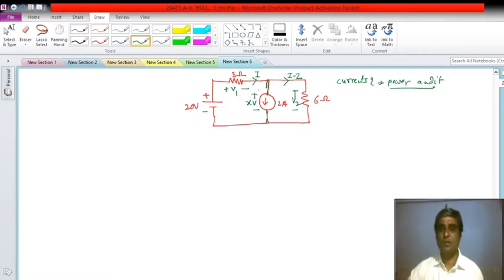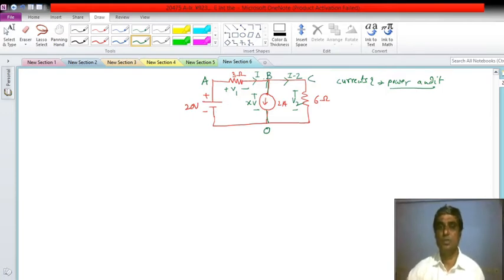So first what should I do? Let me find out the value of I. Once I know I, I can obtain the drops, and once I know all the voltage drops, I'll be able to find out the powers. Now let me label the nodes O, A, B, and suppose this node is C.